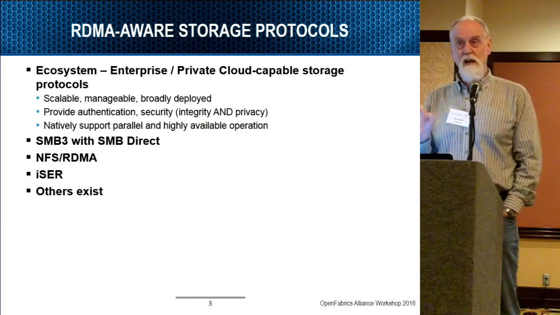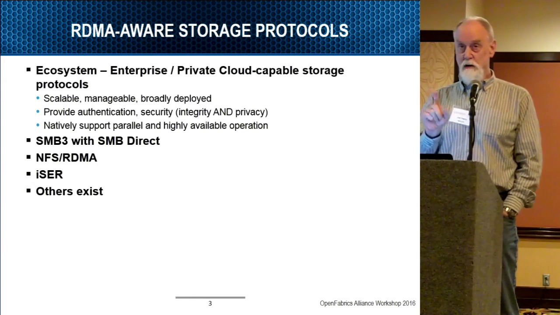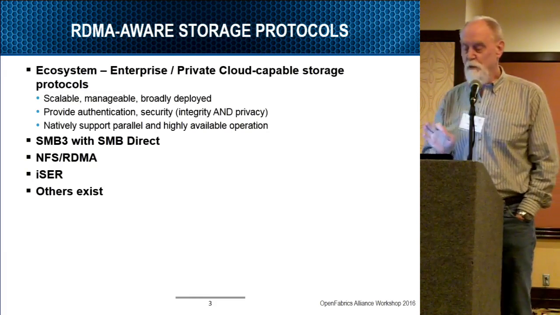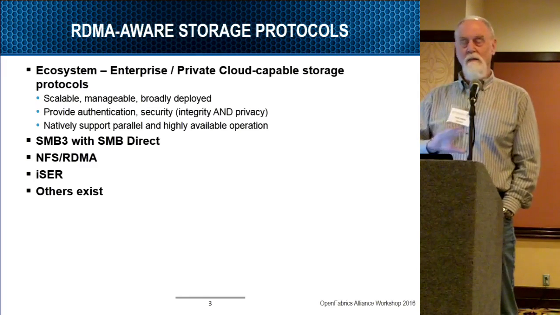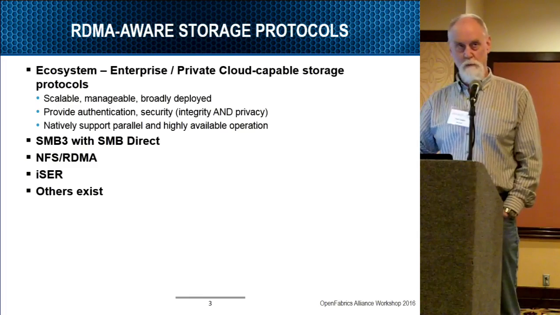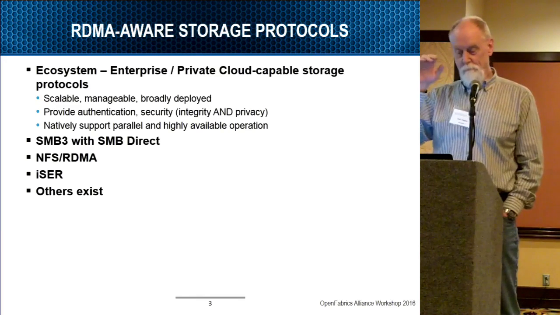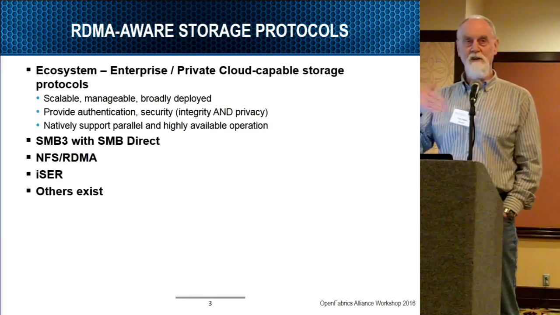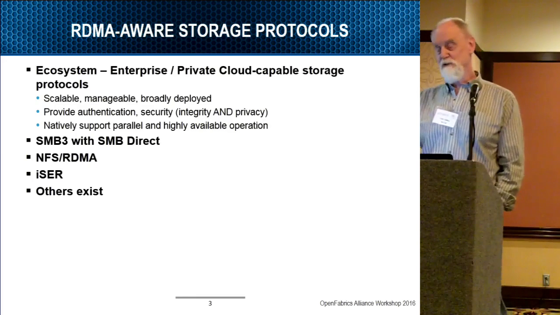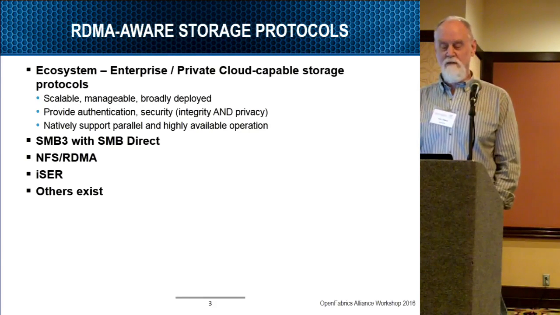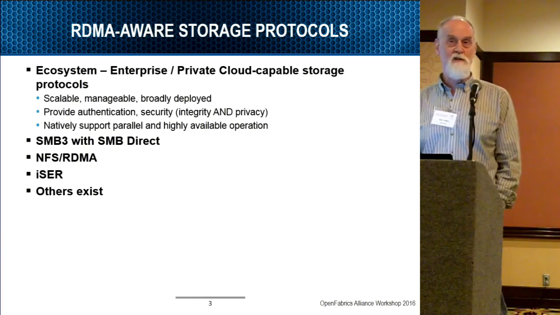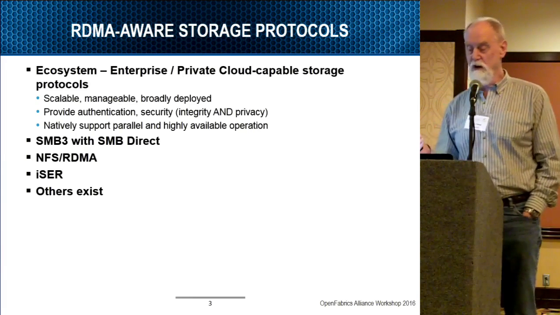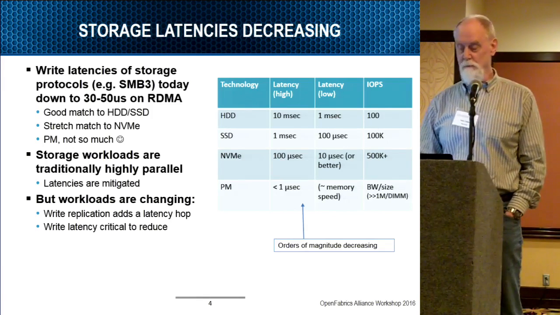They provide services inherently such as authentication, security, and by security I mean both integrity and privacy, encryption as well as signing. They natively support parallel and highly available operation, okay? How they do this is all outside the scope of what I'm going to talk about, but they set the playing field. Examples: SMB3 with SMB Direct, that's my baby these days. SMB Direct is the mapping of SMB3 to RDMA. NFS RDMA, that was my previous baby, and that's the mapping of NFS to the RDMA protocol stack. iSER, iSCSI over RDMA, and others exist, right? SRP, Ceph, Lustre, other protocols. But I'm just going to try to stick to these three as examples.